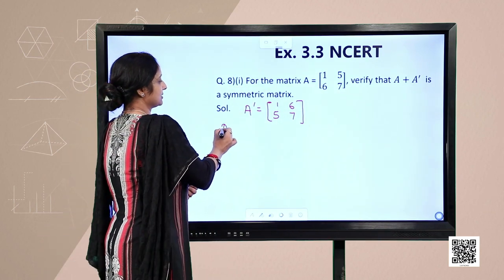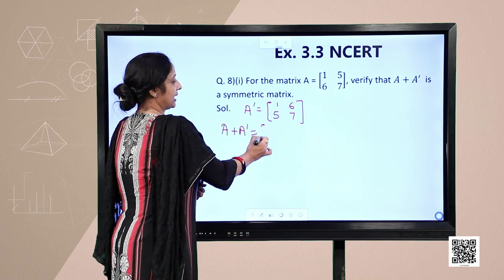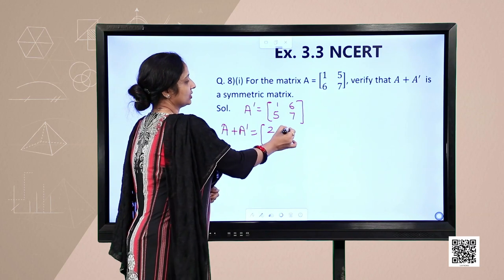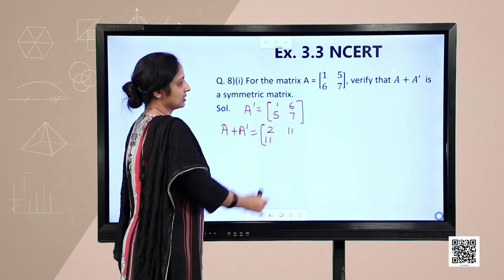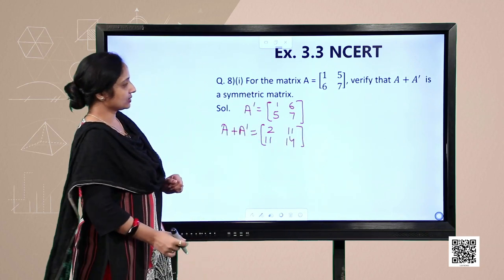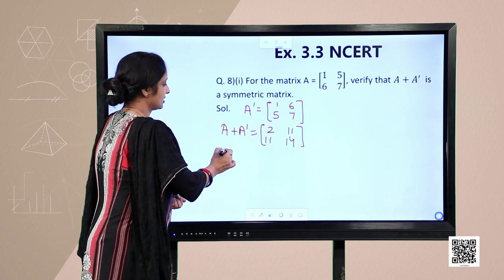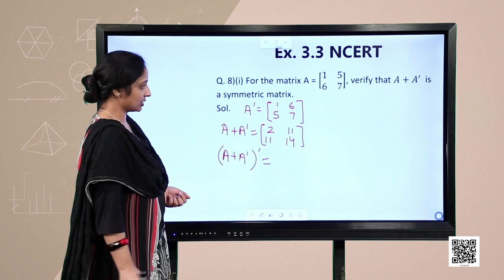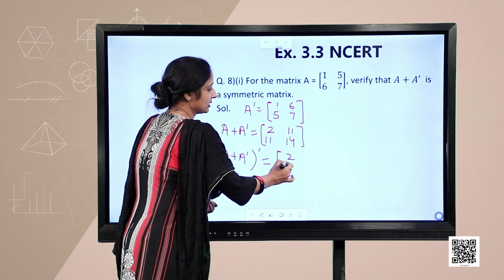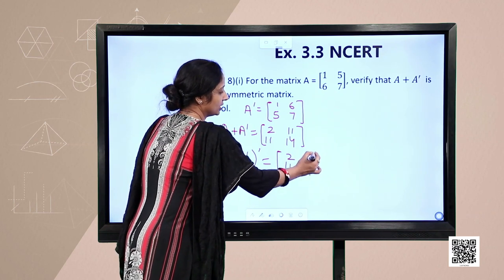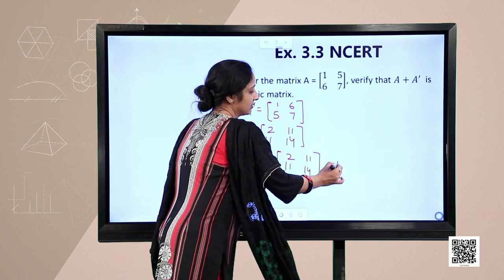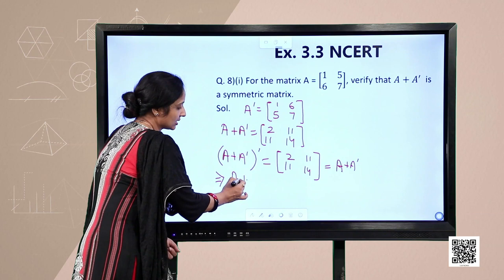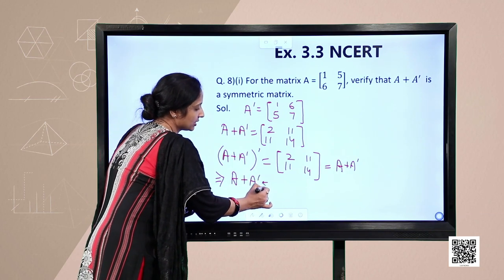Then take A plus A transpose. Add their corresponding elements. 1 plus 1 will give you 2, 5 plus 6 will give you 11, 6 plus 5, 11, 7 plus 7, 14. You are supposed to prove that A plus A transpose is a symmetric matrix. So take its transpose. That means take the transpose of A plus A transpose. This is coming as 2, 11, 11, 14, which is equal to matrix A plus A transpose. So you can conclude that matrix A plus A transpose is a symmetric matrix.